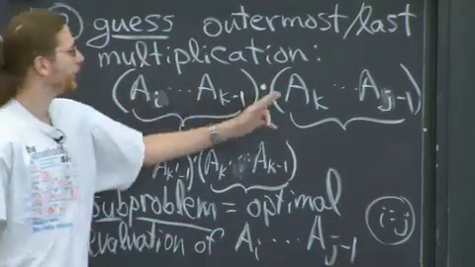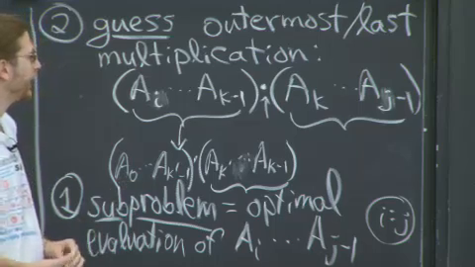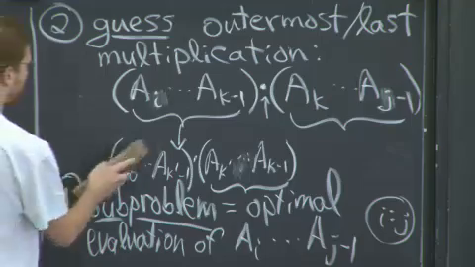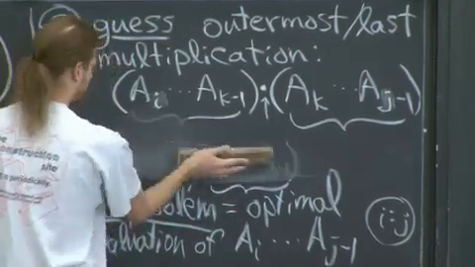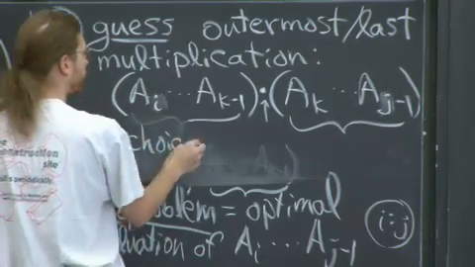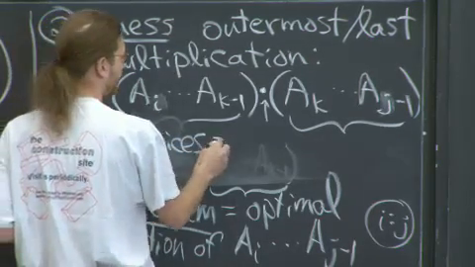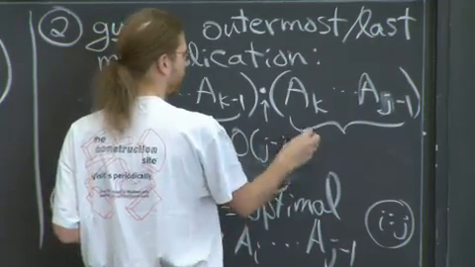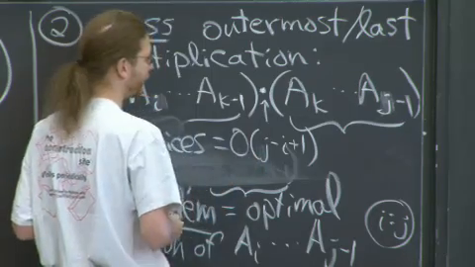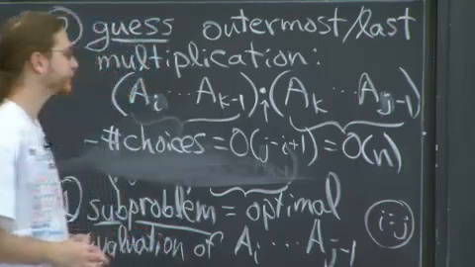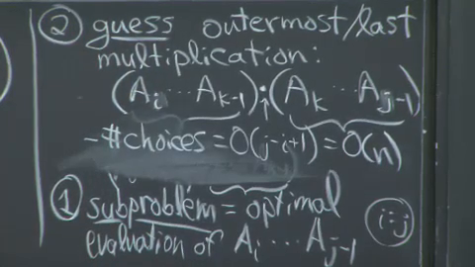So we guess some point in the middle, some choice for k. The number of possible choices for this guess, and we have to try all of them, is like order j minus i plus 1. I put order in case I'm off by 1 or something. But in particular, this is at most n. And that's all we'll need. Okay, so that's the guess.